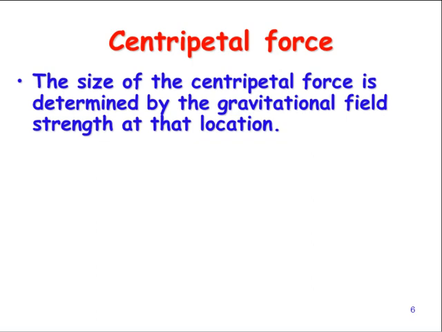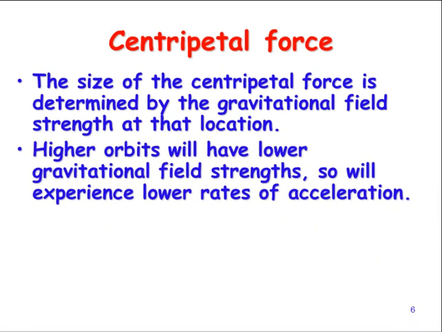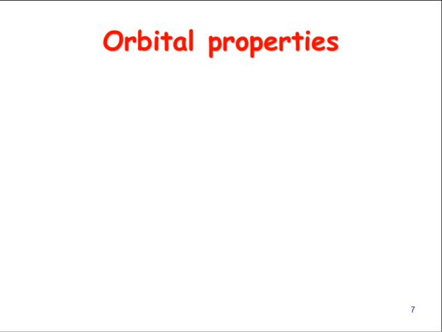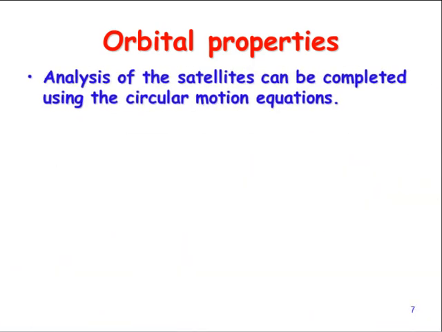Higher orbits have a lower gravitational field strength, so there's a lower rate of acceleration. So it's falling towards the Earth slower, which means it will tend to travel slower, having a longer period. Just note that the mass of the satellite will have no bearing on the speed or the rate that it's falling towards the Earth.